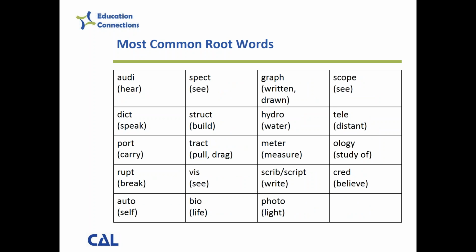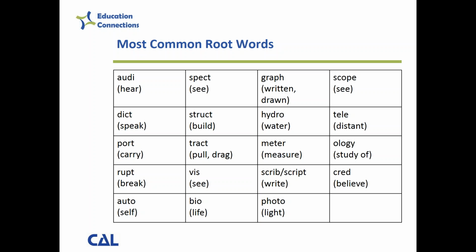And then they see a list of the common root words. Audi, spect, graph. And below these root words are written the common definitions. Every time they see hydro, they're going to know that water is involved. Meter is going to involve something to do with measure. Scribe or script has to do with writing, and so on.